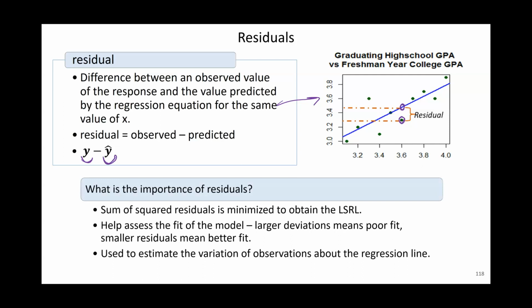So why are they important? We use these residuals to actually calculate the line. We find the line that minimizes all the residuals simultaneously at once. So whatever can make those distances the smallest at once. And it can help us assess how the line fits, if the line is an appropriate model for these data. Because if these data don't have a linear relationship, we don't want to be fitting a line.